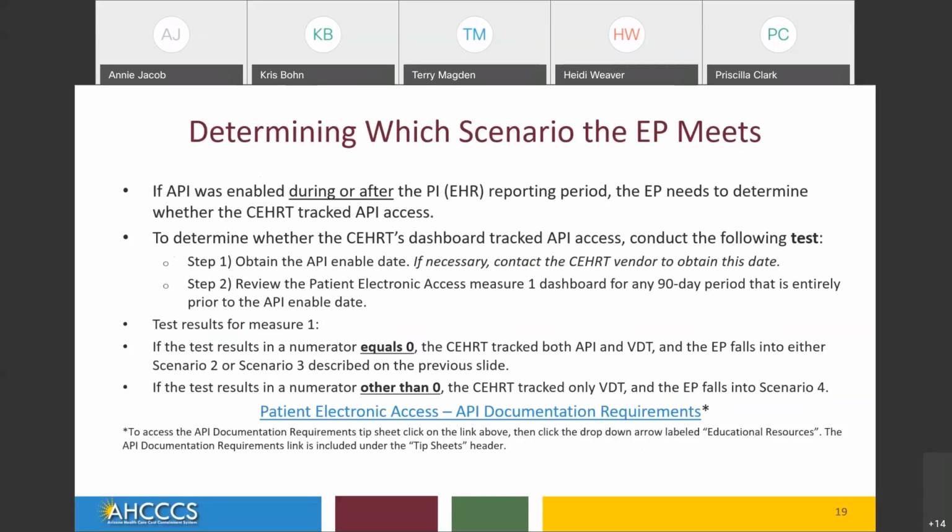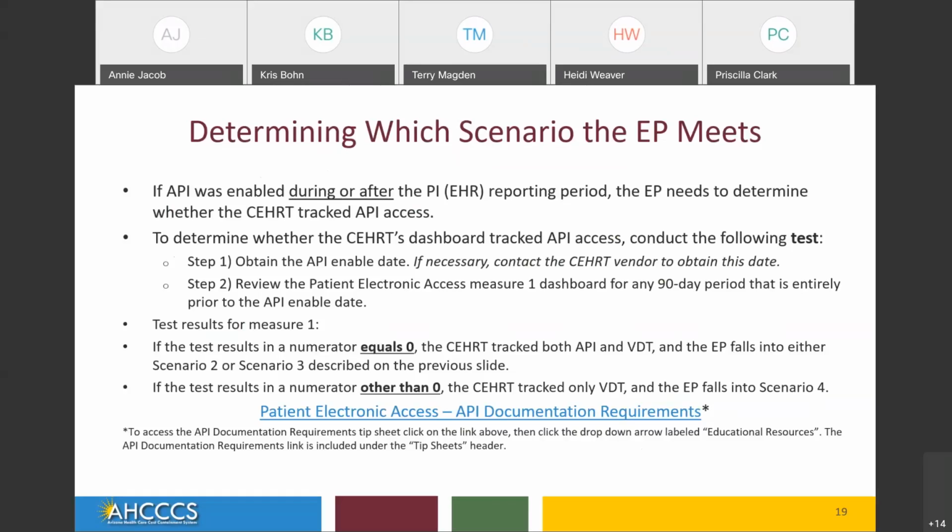If the test results in the numerator equals 0, the Cert tracked both API and BDT, and the EP falls into either scenario 2 or 3 described on the previous slide. And this dashboard where you're pulling that numerator from, make sure that 90-day period in step 2 is completely prior to the API enable date. If the test results in the numerator is any number other than 0, the Cert tracked only BDT and the EP falls into scenario 4.